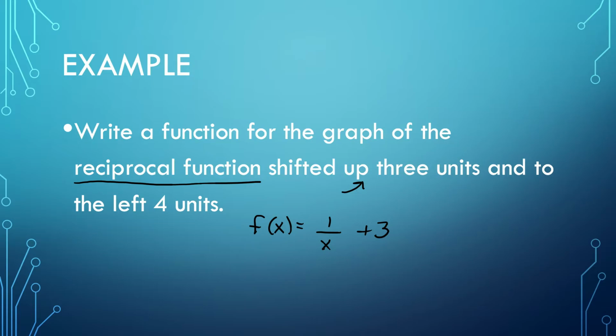Now we also want the graph to shift to the left 4 units. Remember that a left or right shift is a replacement, meaning you come to your function and in place of the x, you either put x plus a number or x minus a number. In this case, because we want it to shift to the left, we're going to do x plus 4. And remember that this is the one that's a little counterintuitive. If it shifts to the left, we're going to be adding instead of subtracting. So for our reciprocal function, we have 1 over x plus 4, plus 3.